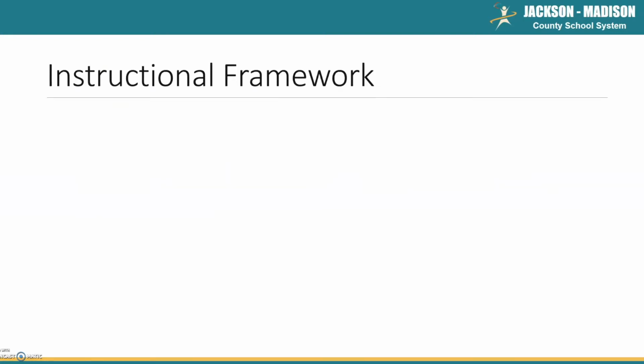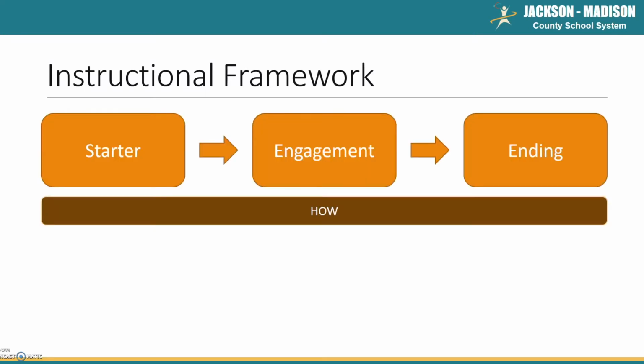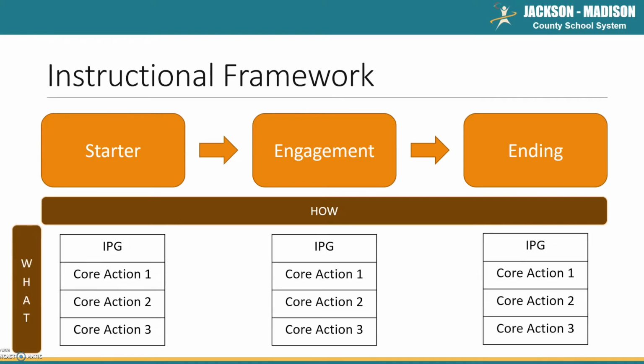Let's take a look at a graphic illustration of the instructional framework. We begin with the how portion, which consists of the starter, the lesson engagement, and the ending. The what portion of the lesson contains core actions 1, 2, and 3 of the IPG. Together the how and the what make a solid lesson presentation. Every day in every lesson, we are looking for a consistent beginning, engaged students with checks for understanding and feedback, and a solid ending.